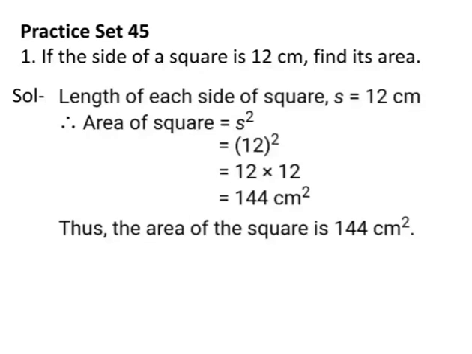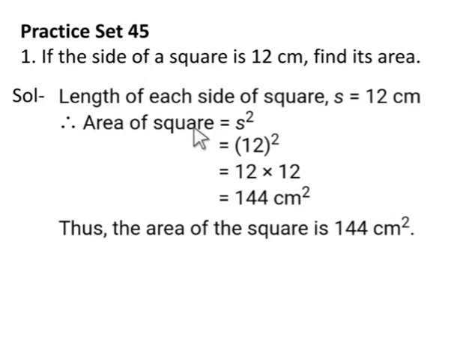Now practice set 45. If the side of a square is 12 centimeter, find its area. Now children, here the side of the square is given. You have to find the area of the square. So first we will write the given part. Length of each side of the square, that is S, is equal to 12 centimeter.